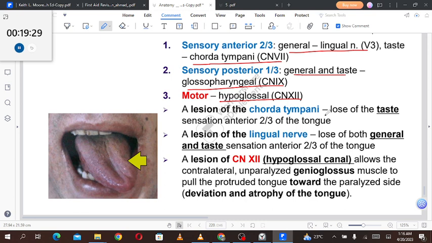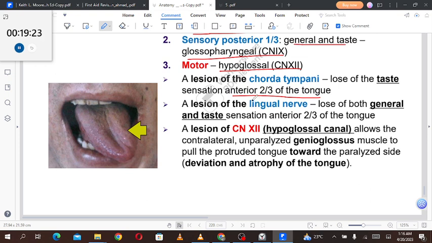A lesion of the chorda tympani means there will be loss of taste sensation in the anterior 2/3 of the tongue. A lesion of the lingual nerve causes loss of both the general and taste sensation in the anterior 2/3 of the tongue. A lesion of cranial nerve 12 in the hypoglossal canal allows the contralateral unparalyzed genioglossus muscle to pull the protruded tongue towards the paralyzed side, causing deviation and atrophy of the tongue. So the tongue will move towards the side of the lesion.